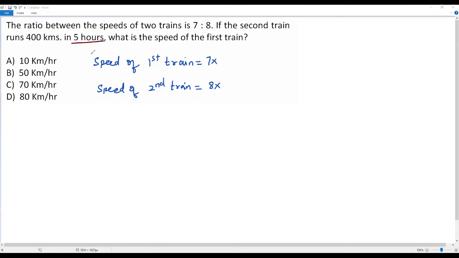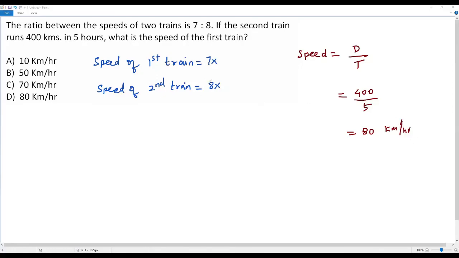Whenever I know the distance and time, I can find the speed using the formula. We know that speed is equal to distance divided by time. So here the distance is 400 kilometers and the time is 5 hours. When I divide 400 by 5, I get 80. Here we have taken the distance in the numerator, which has unit kilometers, and time in the denominator, which has unit hours. So the result has to be kilometer per hour. That is, the speed of the second train is 80 kilometer per hour.